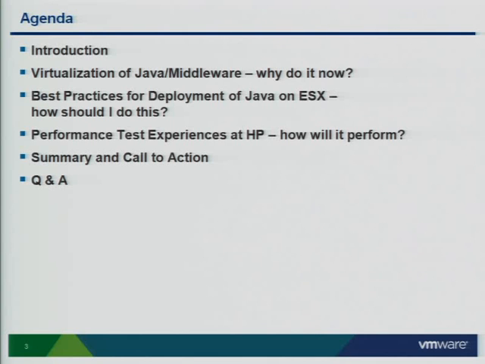Oracle is memory hungry. SAP is memory hungry. We can handle them all on VMware now. We've done a lot of work over the past couple of years on that. The performance test experiences at HB will be Ramesh's piece. How will it perform? How many people here are concerned about Java performance?